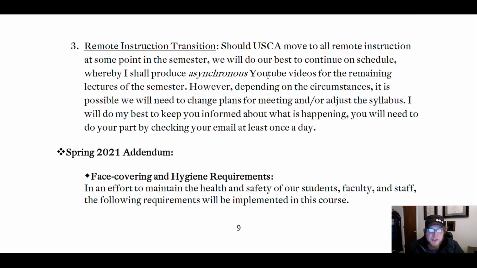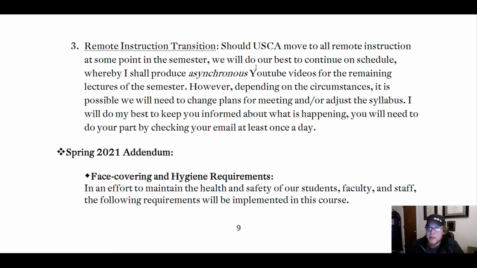Remote instruction transition. Should USC Aiken move to all remote instruction at some point in the semester, we will do our best to continue on schedule, whereby I shall provide asynchronous YouTube video lectures for the remaining lectures of the semester. So if it comes to the point where USC Aiken says, nope, we're done, we're not doing any more in-person classes, I will be ready to transition to just doing this stuff online. So be prepared for that just in case that happens.